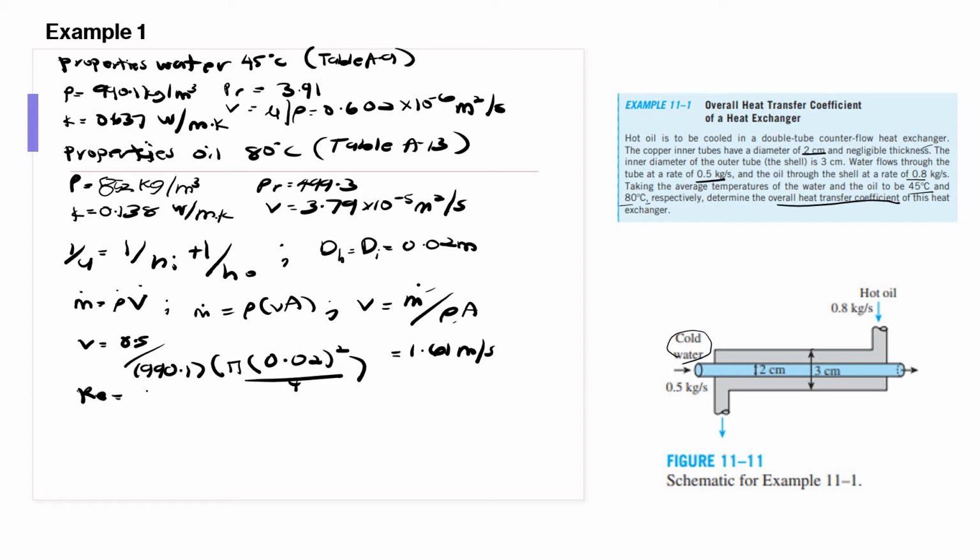Now we need to calculate the Reynolds number. We use the Reynolds number formula, velocity times diameter over kinematic viscosity. Just put the values in: 1.61 times 0.02 over 0.602 times 10 to the power of negative 6. The answer would be 53490. This value is greater than 10,000, which means the flow is turbulent.